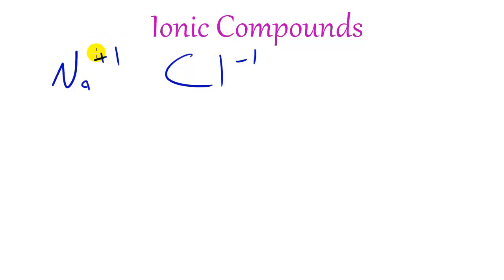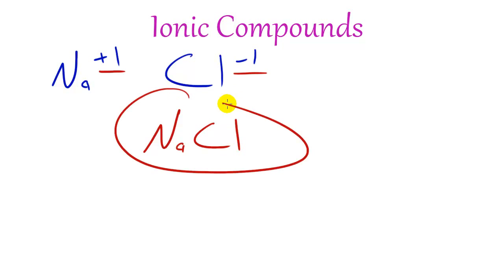Well, even though this sodium lost an electron and this chlorine gained an electron, if we take a look at the entire compound overall, sodium chloride, it would not have an uneven number of protons and electrons. So basically the entire compound still has an equal number of protons and electrons, so it has an overall 0 charge. So +1 plus -1 equals 0. We're good to go.